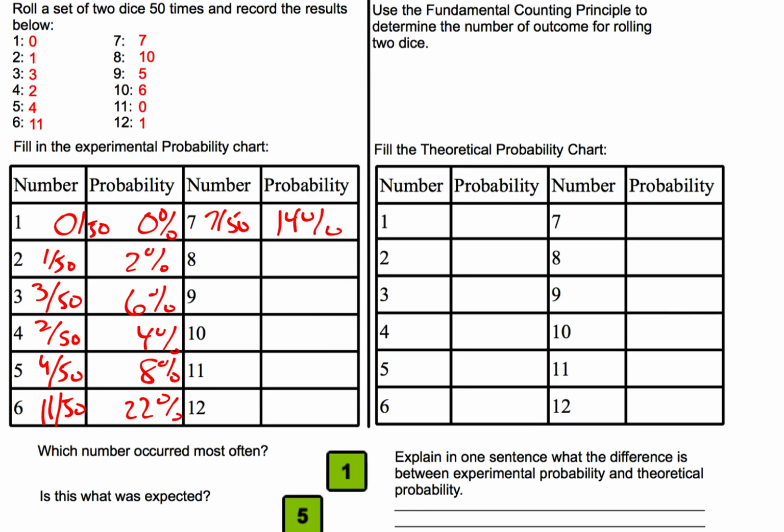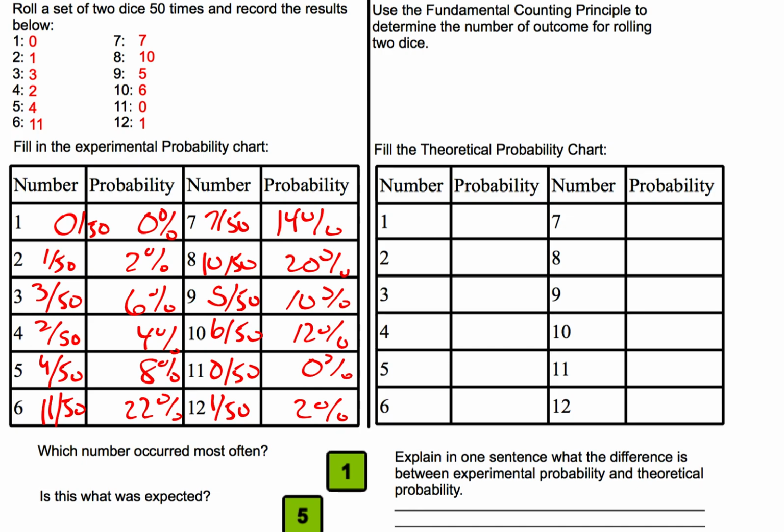An 8 is rolled 10 out of 50, which is 20%. A 9, 5 out of 50, which is 10%. A 10, 6 out of 50, 12%. An 11 is 0 out of 50, 0%. Now, does that mean rolling an 11 is impossible? It doesn't. It just means it never happened in the 50 trials that I rolled the die. 12, 1 out of 50, which is 2%.